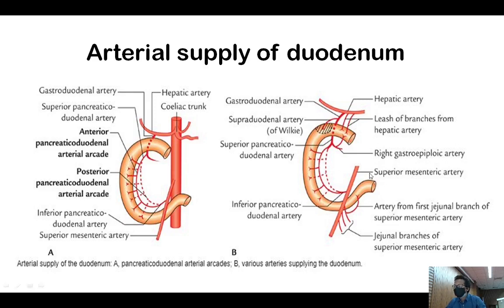Same thing here. So if you are asked about the blood supply, you will tell that it comes from the celiac trunk. It supplies the upper part of the duodenum. And for the lower part of the duodenum, it comes from the superior mesenteric artery. Again, you have to memorize the names of the arteries.